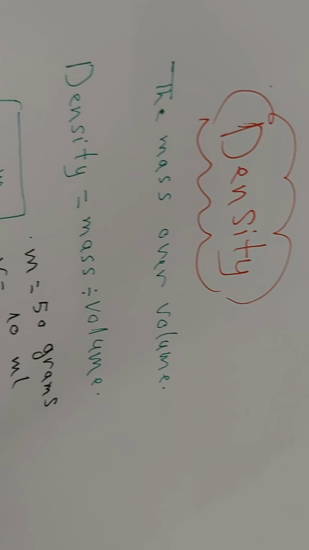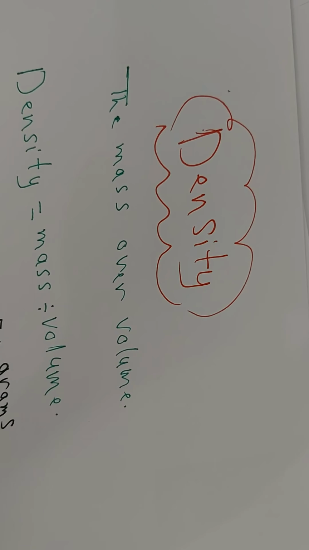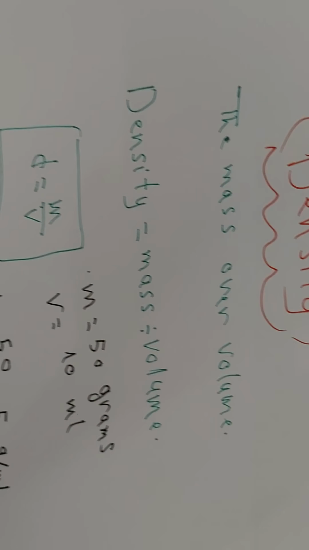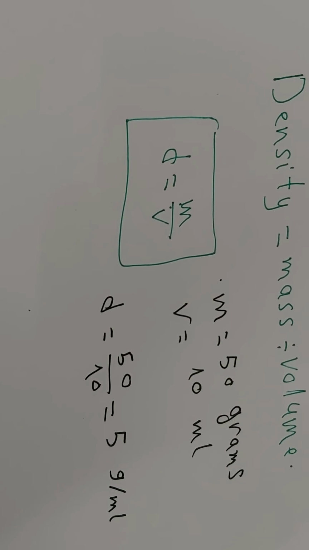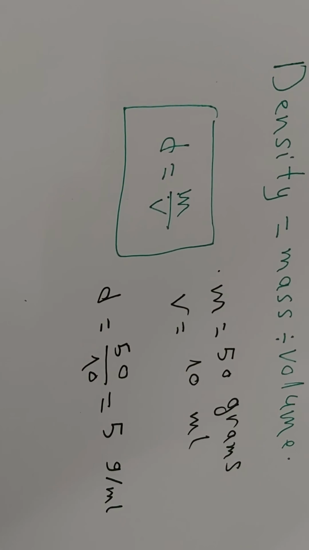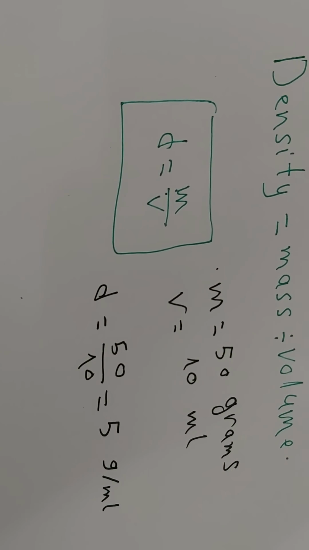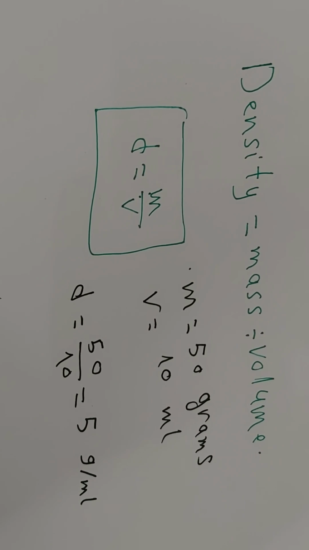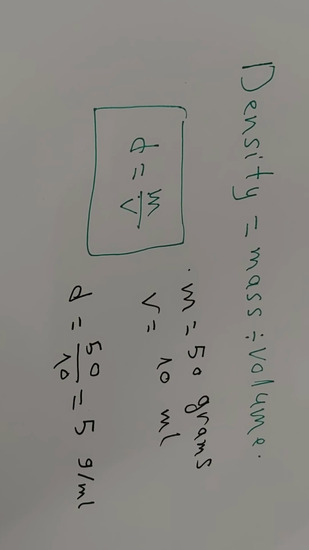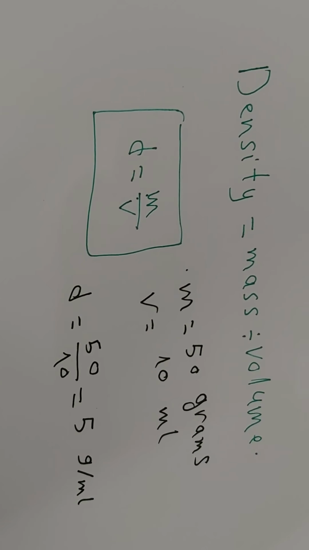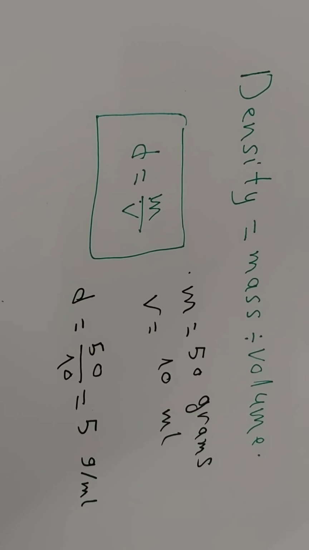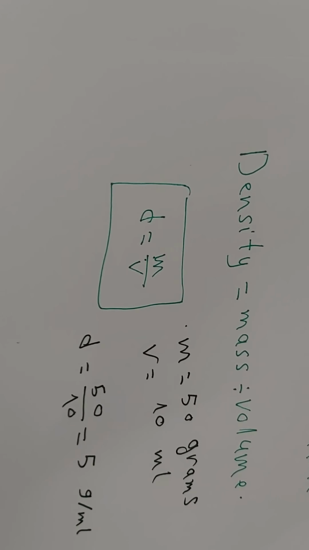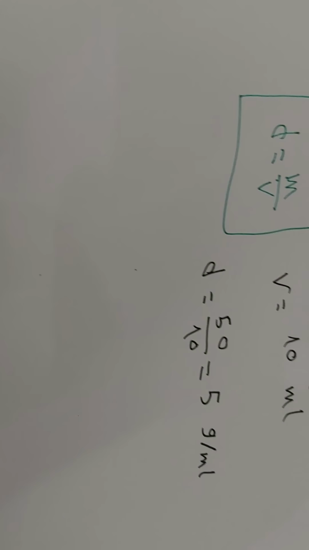Density is the mass over volume, or the mass of an object in a certain volume. Okay, and the formula of density is D equals M over V. M means mass and V means volume. Mass divided by volume. So to find the density of an object, you have to divide mass over volume. Okay, now why do some objects float and other objects sink?